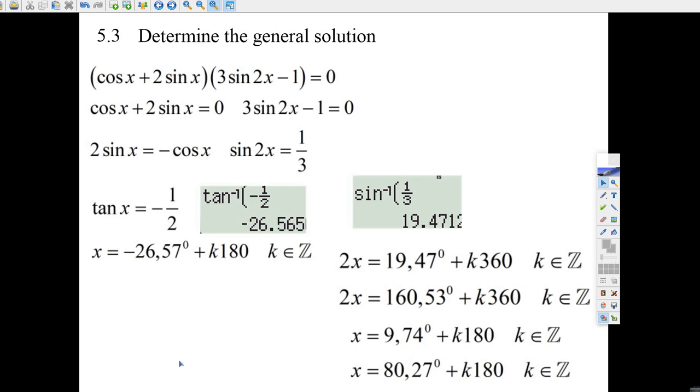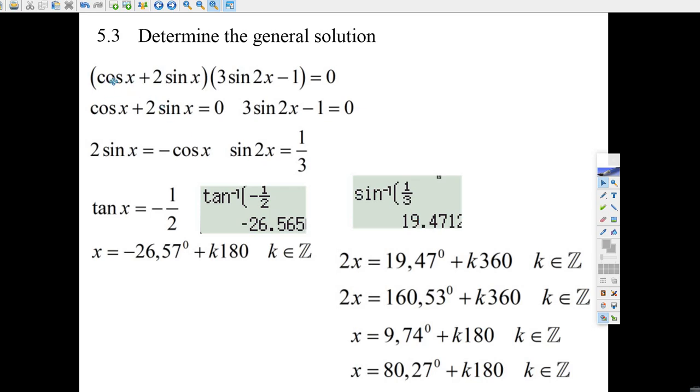This is question 5.3, and they say determine the general solution of this here. Well, holy cow, they've given this in a factored form, in such a nice factored form, they've done half of the work for us to get started. So this will equal 0 if this part equals 0, and it's set up already in a nice way. 3 sine 2x minus 1, we just add 1, divide by 3. If the sine of 2x equals 1/3, then that's one of your solutions. We're going to shift sine of 1/3 and get one of the answers there.